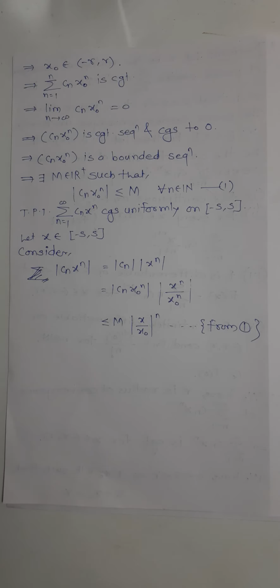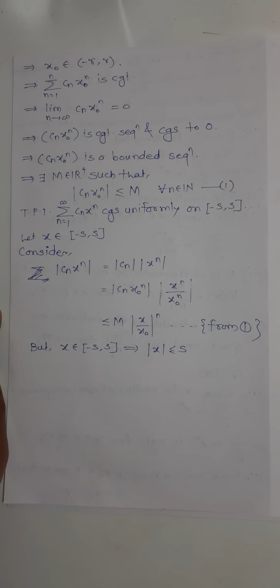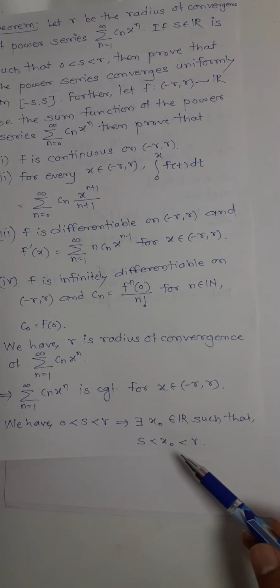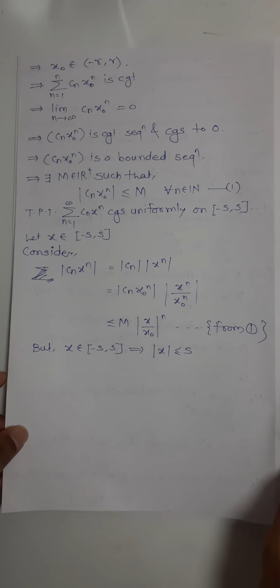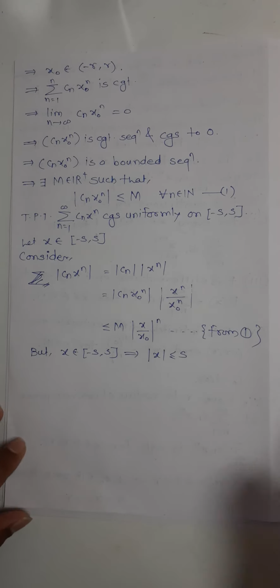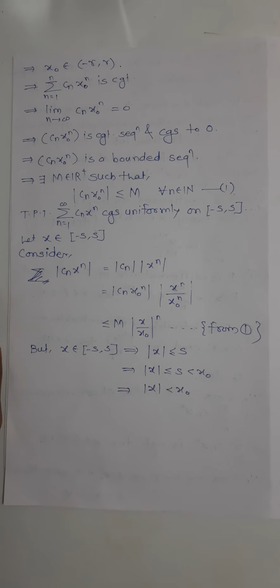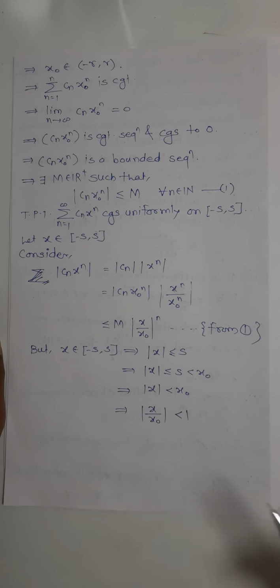But see, basically here x belongs to which interval? Minus s comma s. So therefore mod of x is less than or equal to s, but our x naught is greater than s. On the last page we have written that x naught is greater than s. So what can I write here? Here we can write this thing. So mod x is less than x naught. I will shift x naught to this side, so you'll have less than 1. You can write mod x naught since it's positive, so whether you write mod or not doesn't matter here.